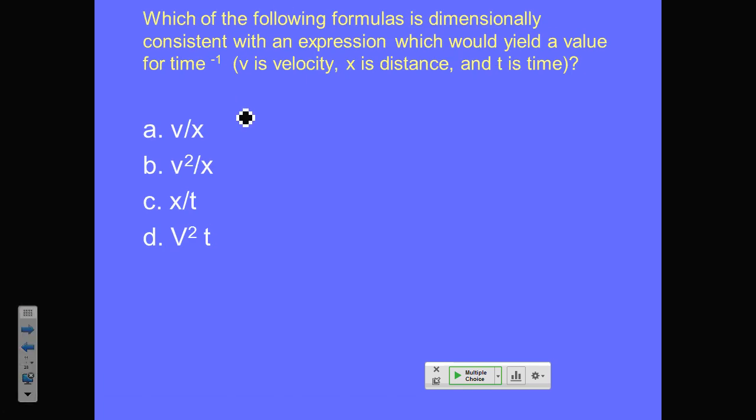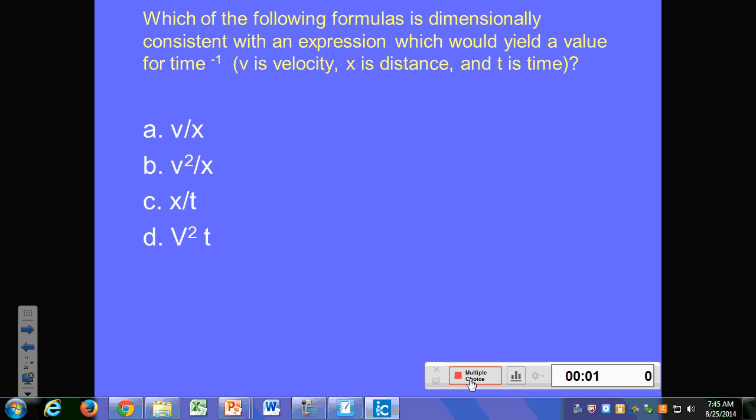Okay, which of these is dimensionally consistent with 1 over seconds? Remember, v is meters per second, x is meters, and z is seconds. Which of these has units that are equivalent to 1 over time, or 1 over seconds? This is supposed to be a lowercase v right here. It's not volume, it's velocity.